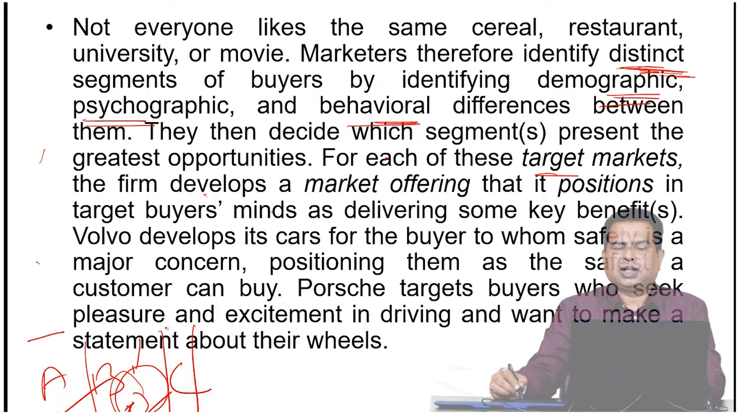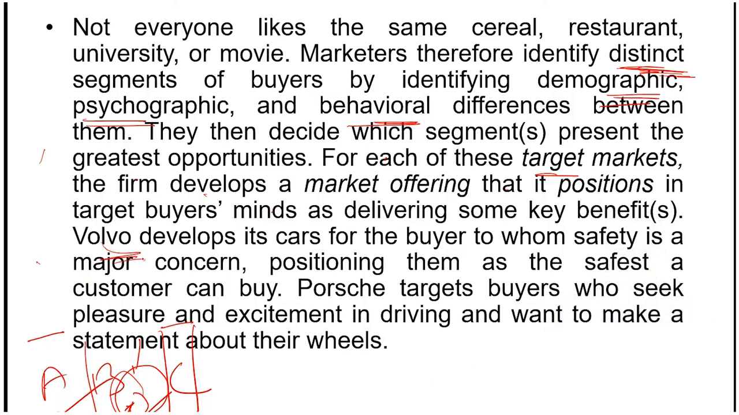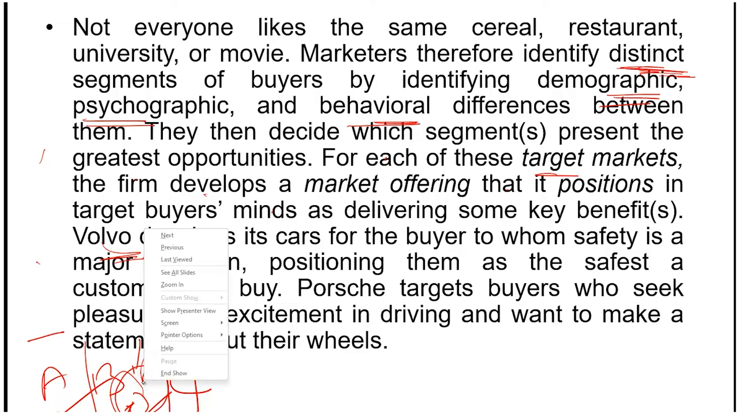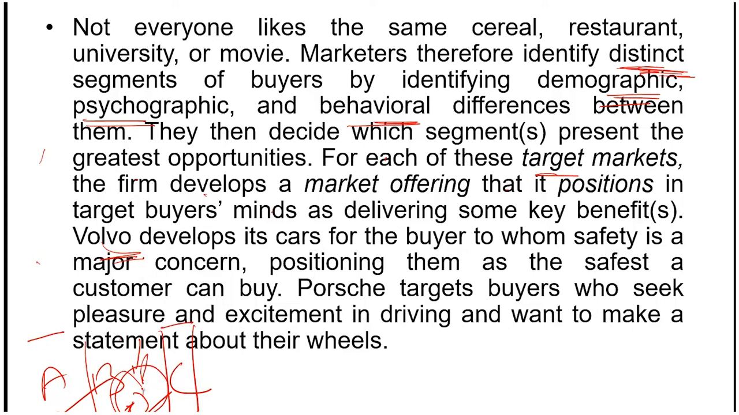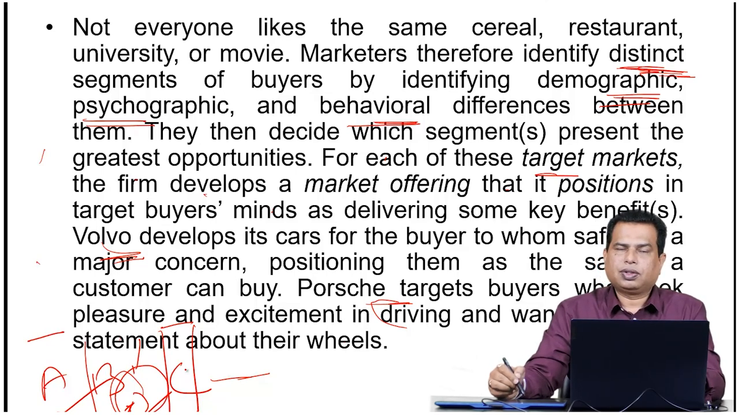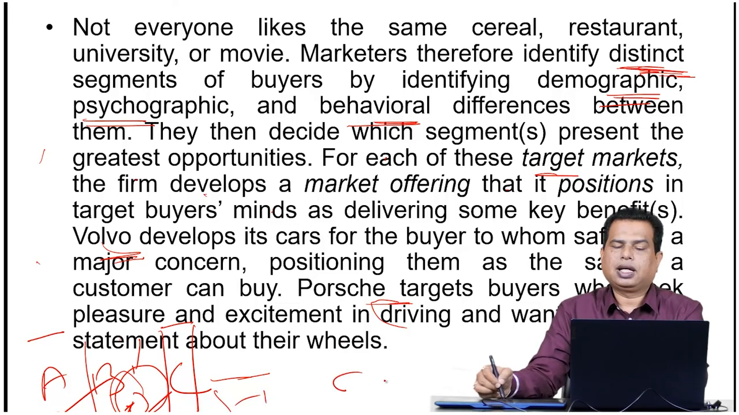For example, Volvo develops its car for the buyer to whom safety is a major concern, positioning it as the safest car. Volvo is going to develop cars for the markets which include those segments of customers for which safety is an important concern, and then they are going to position their product as the safest car. Similarly, Porsche targets buyers who seek pleasure and excitement in driving and want to make a statement about their wheels. So here the target market buyers are going to be somewhat different from those which Volvo is going to serve. In this way we are going to do this process of segmentation, targeting and positioning.